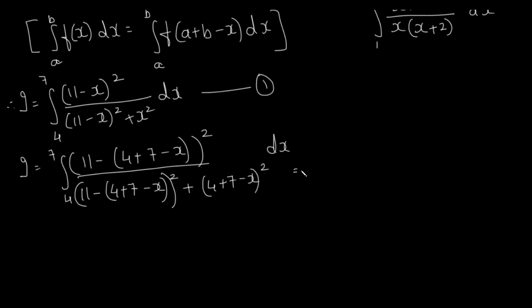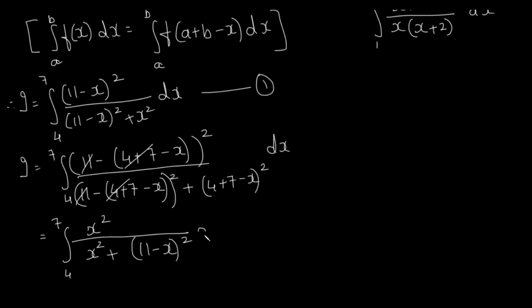Which comes out as, over here, let me write it in the next step. So over here, it comes out as integral 4 to 7, 11 minus 4 plus 7 is 11, so 11 minus 11 becomes 0, and minus x the whole square is x square, upon, again in the denominator, these two terms go away, so x square plus 11 minus x the whole square. I hope you remember that we have done this type of sum earlier also. So I becomes this way. So we write this I as 2.